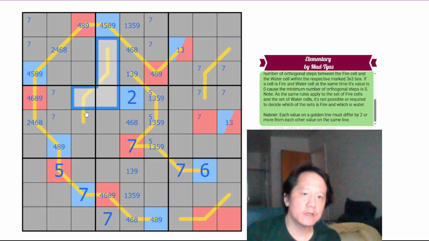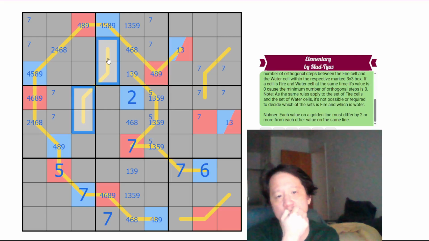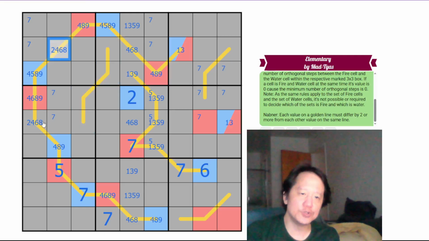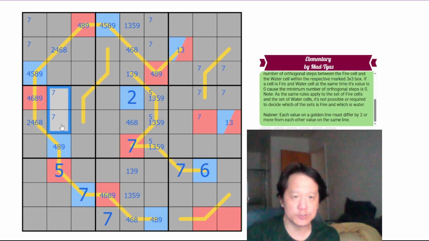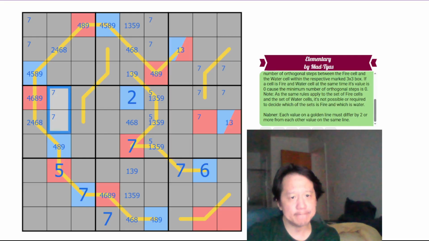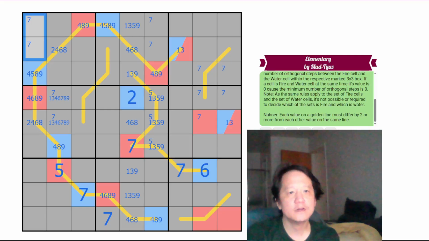So again, one of these two is a 2. So that means you cannot have a 2 here. You can't have a 2 here. 1, 3, 4, 6, 7, 8, 9. Same with this, except this could also be 5. But this can't be 5 because it sees both of these 5s.